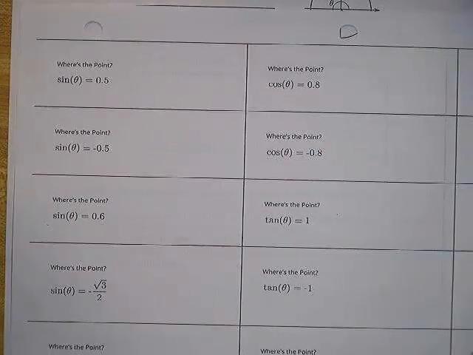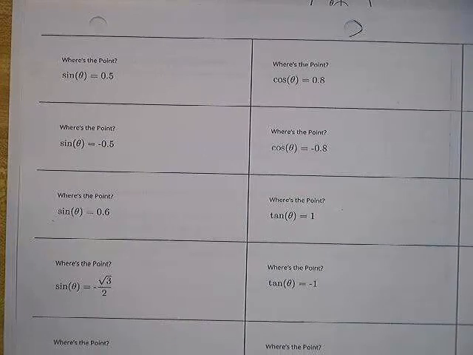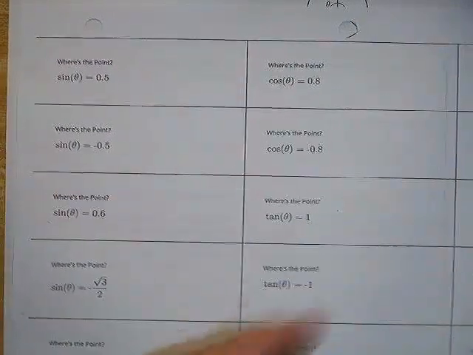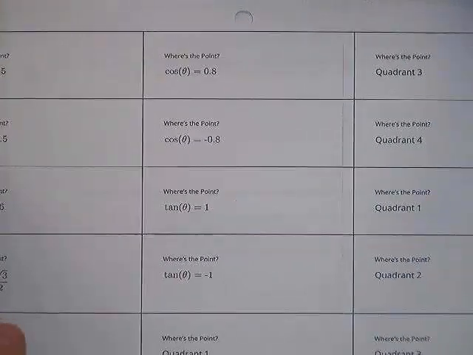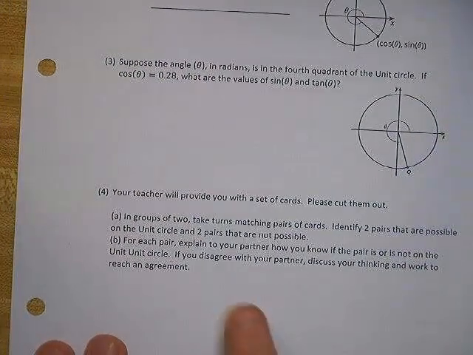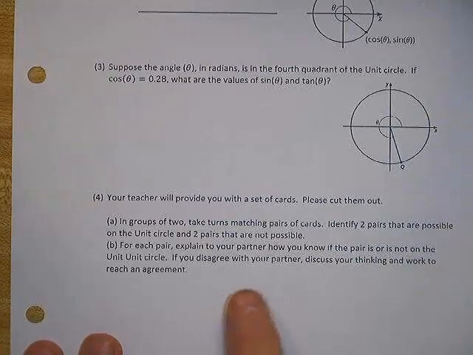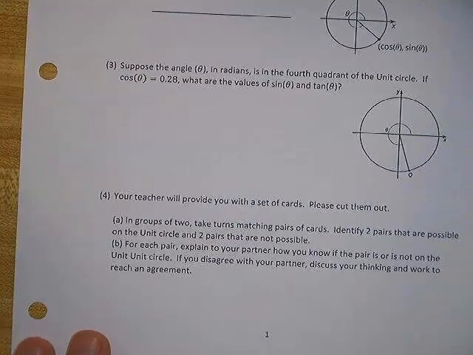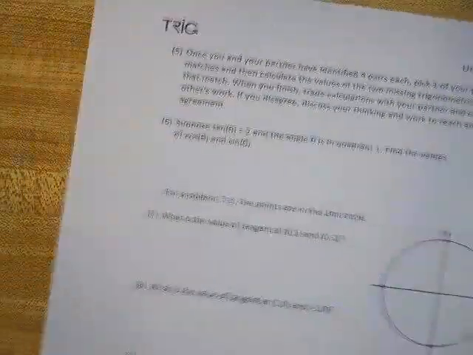You'll cut them out, and you're supposed to select information so that you know whether it's possible or not possible with respect to it falling on the unit circle. So you're given some sine, some cosine, as well as quadrant. And if you and your partner don't agree in terms of that discussion, then continue that conversation and try to reach some type of agreement.